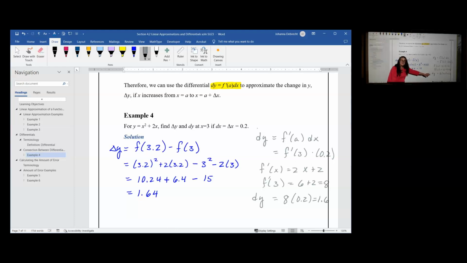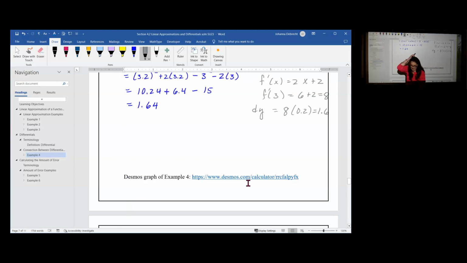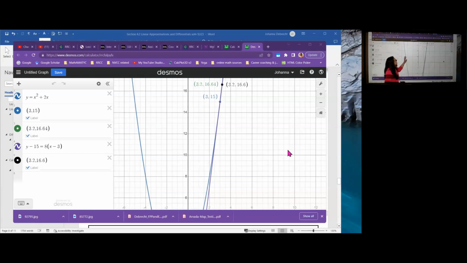As you can see, these are close in value. And again, delta x is small, so I am close to 3. Before we get to calculating error, let's take a look at this particular picture, which demonstrates the last example that we worked. You can see here in blue the graph of the original function, x squared plus 2x. The point we're interested in taking the derivative at is 3, 15, which is up here again in blue.